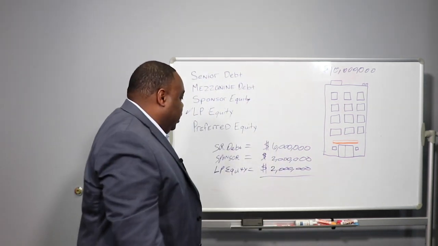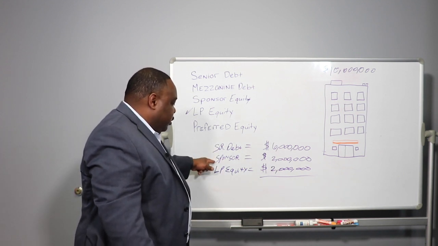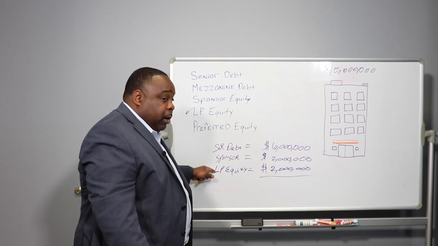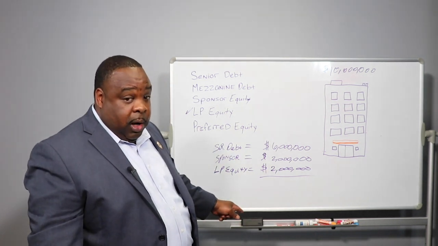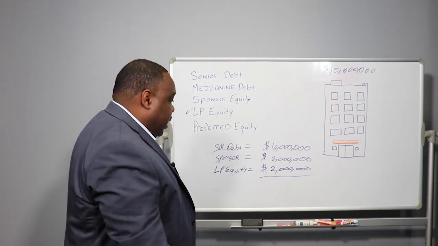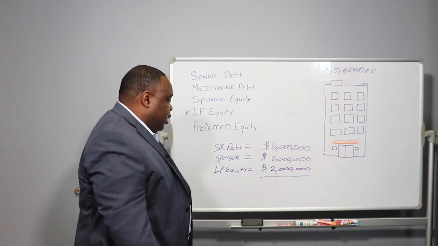And it's not uncommon in a structure like this to have senior debt, sponsor equity, senior debt, a limited partner, and you can add a mezz piece to that as well. We've seen that. Again, it's a very expensive structure, but we've seen that before, and it does work.